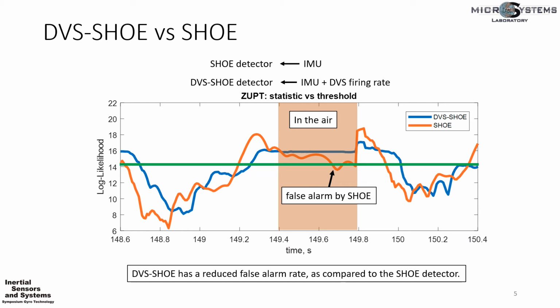In previous slides, we discussed that the statistic of the shoe detector decreases when the foot is traveling in the air. We can also observe that in this example. For the DVS shoe, we can see that the statistic inside the orange area is maintained at a relatively consistent level. If we use a threshold indicated by the green line in the plot for the shoe detector, then a false alarm was produced. However, with the same threshold value, the false alarm was eliminated by the DVS shoe. This example shows that the DVS shoe has a reduced false alarm rate as compared to the shoe detector.